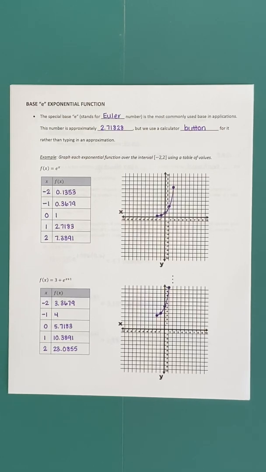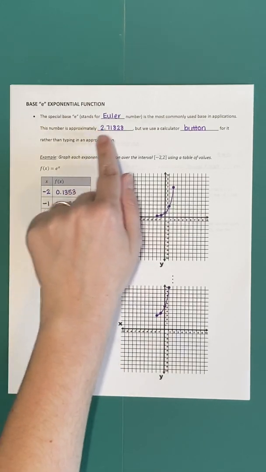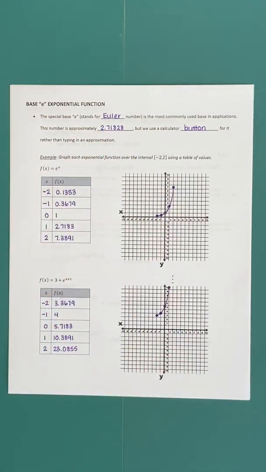So we're actually going to use a button on the calculator for e rather than having to type this in. So you don't need to memorize what e is, you just need to understand what it is, and you need to know how to find it on the calculator. Now, where can you find it on your graphing calculator?